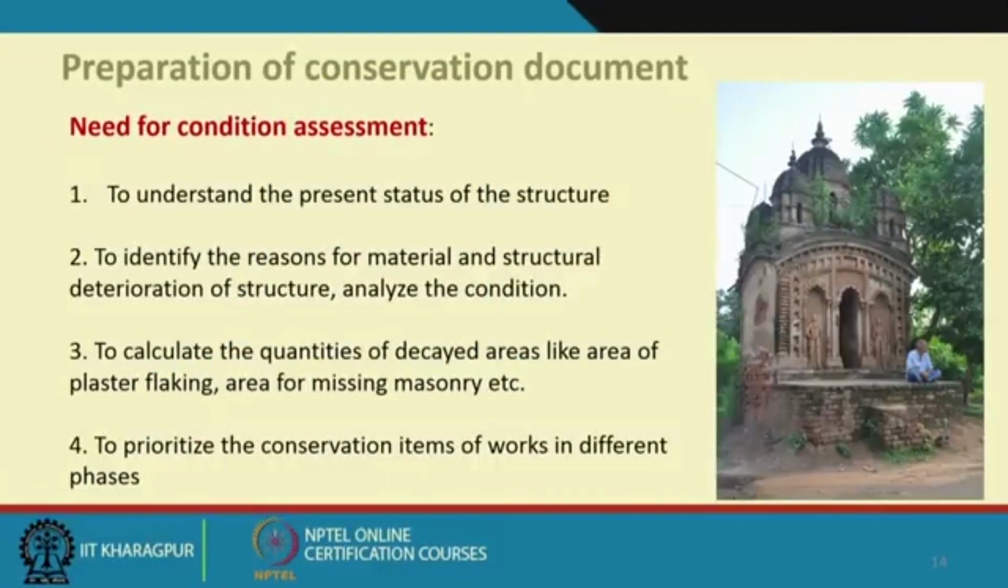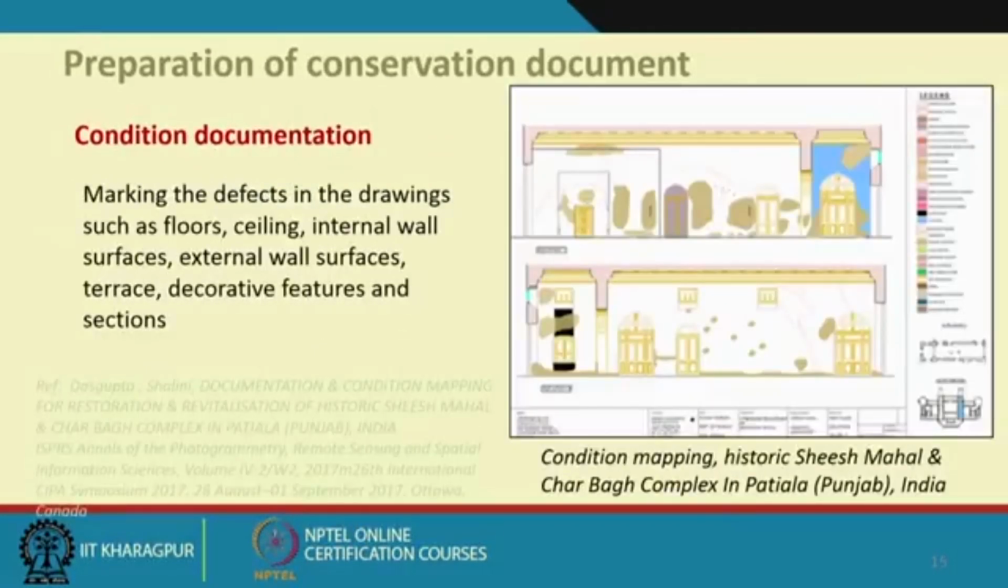So, this is the need for condition assessment, which has to be very accurate. And again I am saying it is an ongoing process, because while the intervention has started, we can discover some more problems. This is again an example from Patiala in Punjab, done by Shalini Dasgupta, another expert in conservation. As you can see, I am just showing one internal wall, and how this legend is very important, and how the marking has been given to show the amount of damage due to water or plaster flaking and others, for different types of materials.